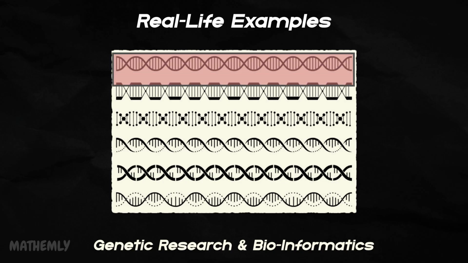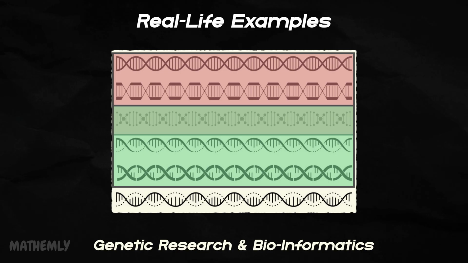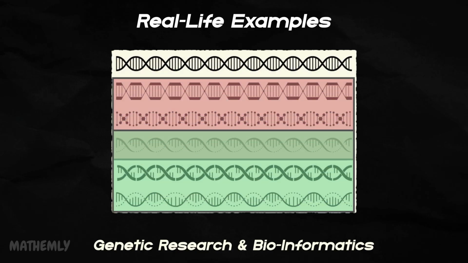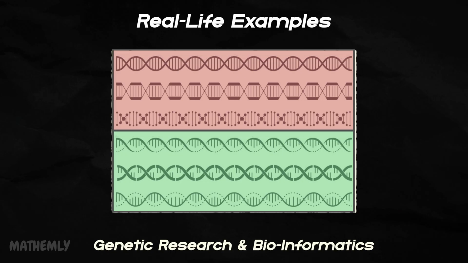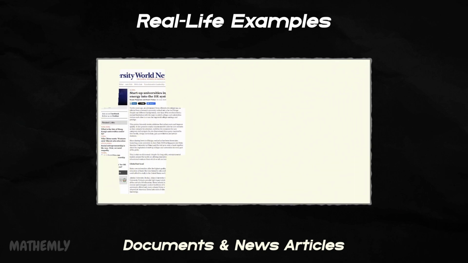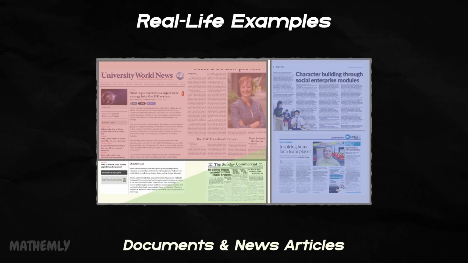Genetic research and bioinformatics. Scientists use hierarchical clustering to analyze genetic data and group genes with similar expression patterns. This helps in identifying gene families, understanding diseases, and even discovering new biomarkers for medical treatments. Document and news article clustering. News agencies and search engines use hierarchical clustering to organize articles and documents based on similarity. For example, articles covering the same event from different sources get grouped together, allowing users to explore related news efficiently.